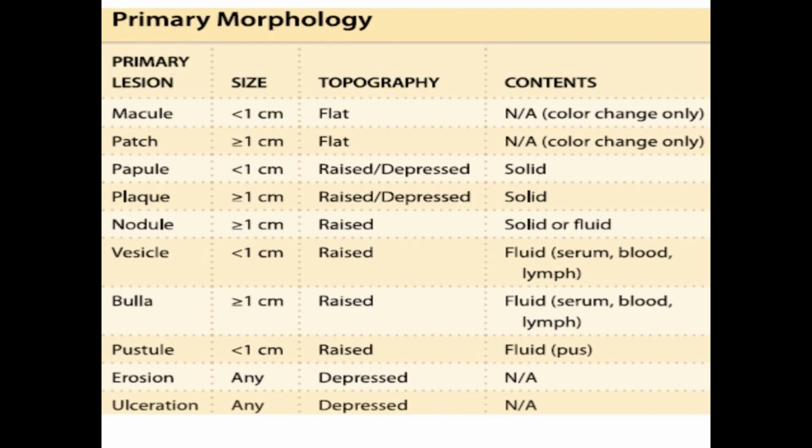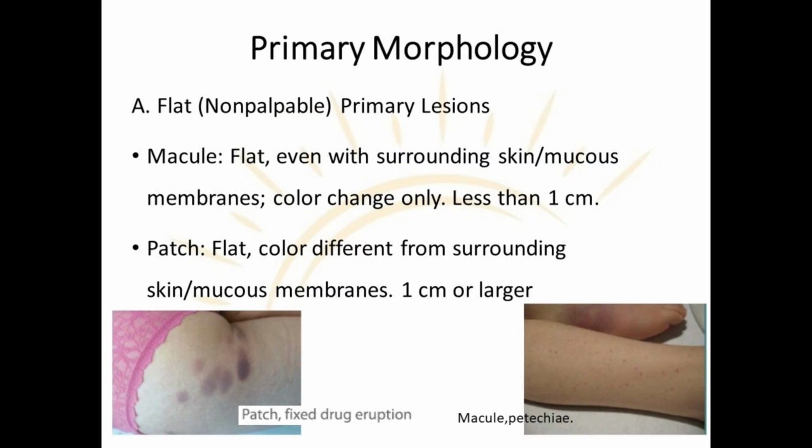Primary lesions are macule, patch, papule, plaque, nodule, vesicle, bulla, pustule, erosion, and ulceration. Flat, non-palpable primary lesions. Macule. Macule is flat, even with surrounding skin or mucous membranes, which has color change only and less than 1 centimeter. Patch. Patch is flat with color different from surrounding skin or mucous membranes and 1 centimeter or larger.